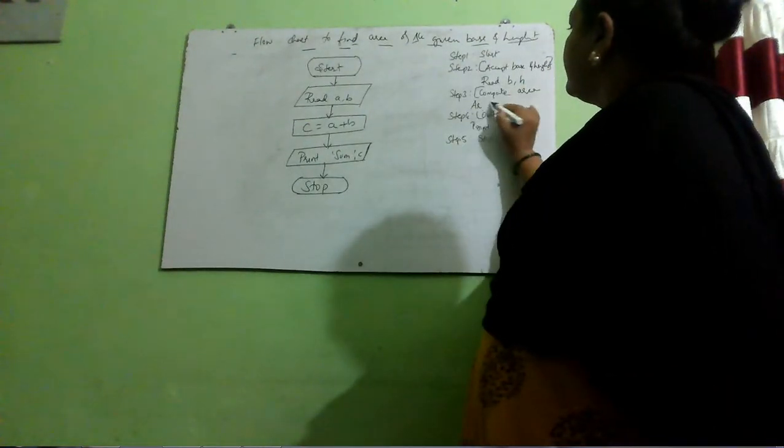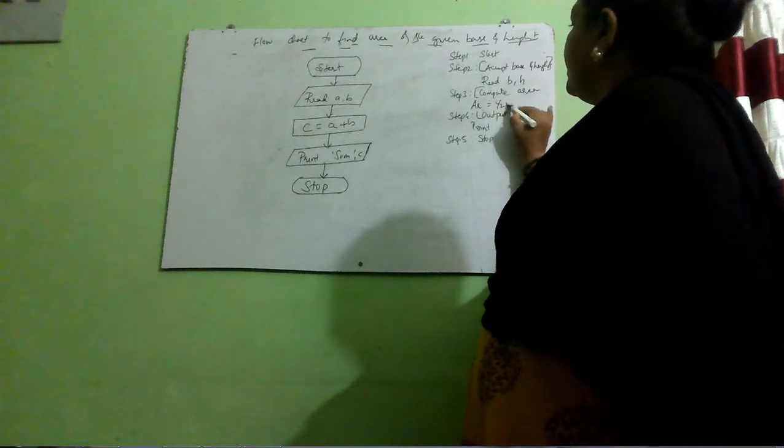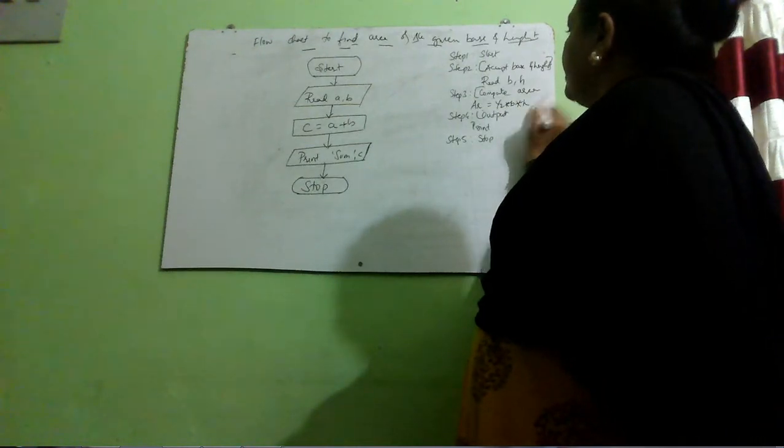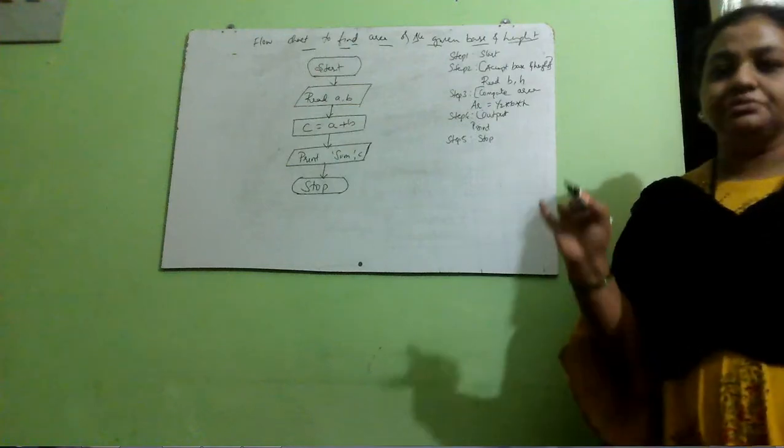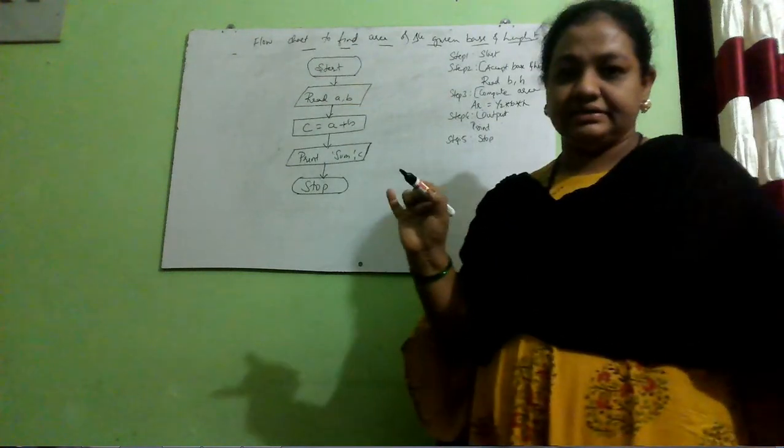So here we find the area of a triangle given base and height. Let's get started, and first let us write the algorithm.